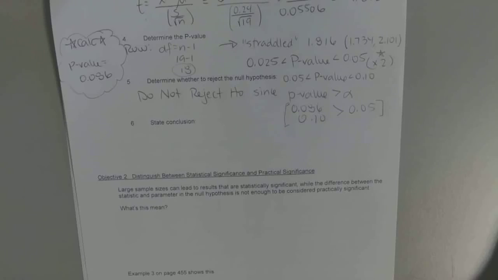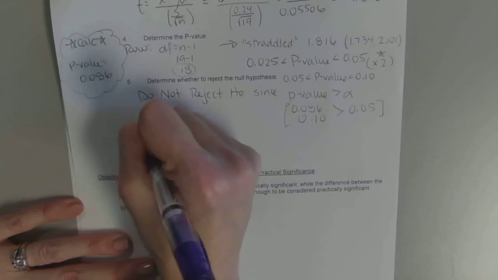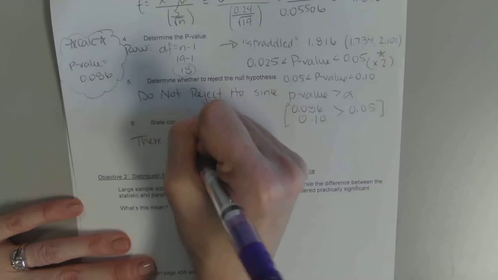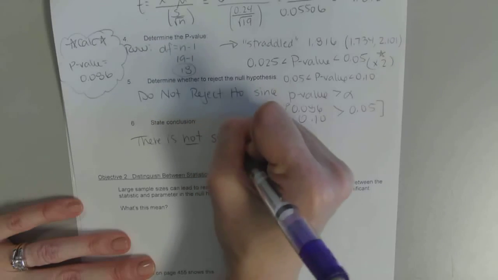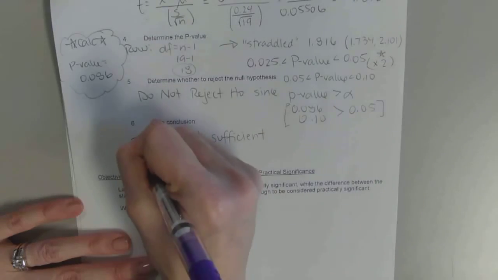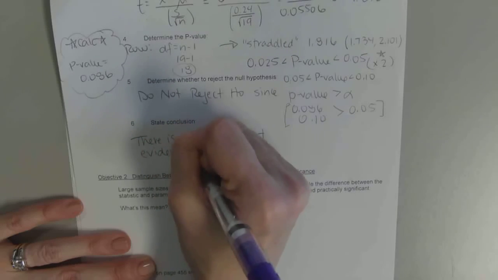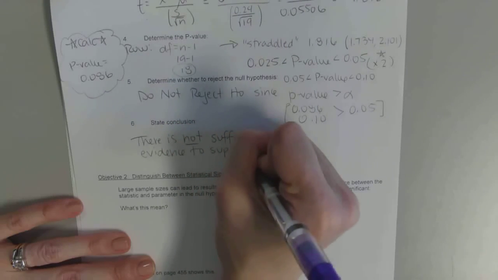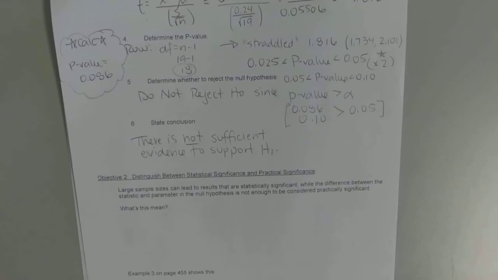So if we're not rejecting, what's that mean for our conclusion? There is not sufficient evidence to support H1. What does that mean? As much as we were trying to prove this company wrong, like, oh, I don't think your water is close to 6.8, does it mean it's 6.8? No, we just don't have enough evidence to prove that it's not. So we're not going to reject the null, and we're going to leave them alone for now. We might come back in a year or so, but we're going to leave them alone for now.